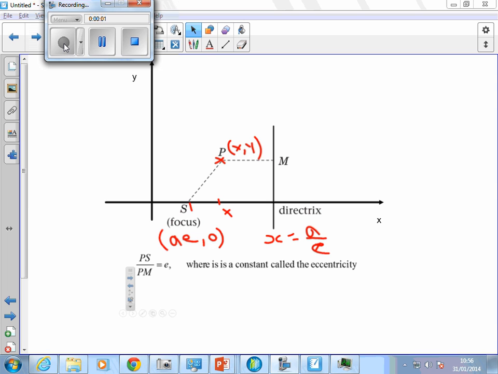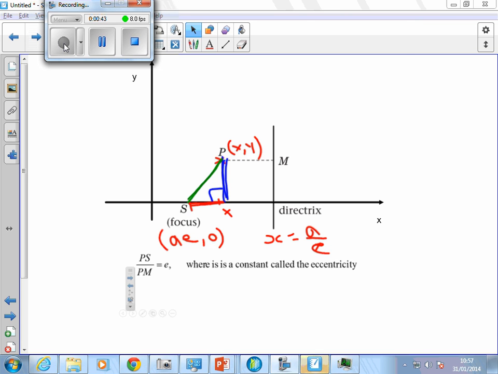Given the following conditions, we're going to find the Cartesian equation. First thing to do here is if we just look at PS squared. Now, PS squared by Pythagoras is this distance squared plus this distance squared.